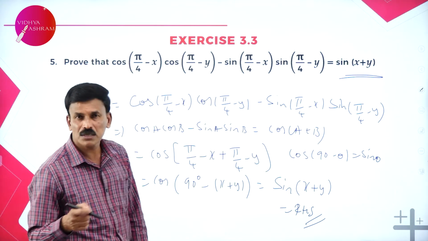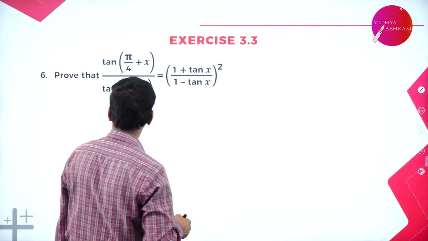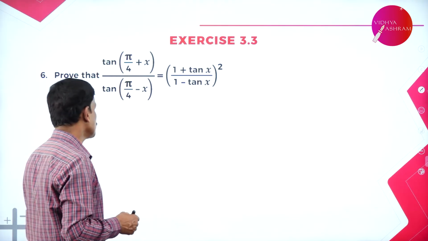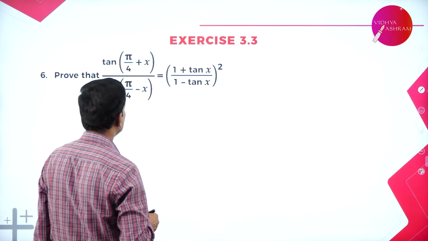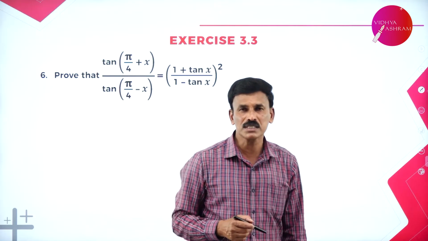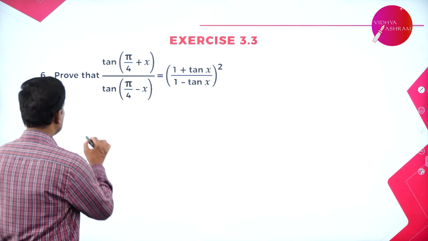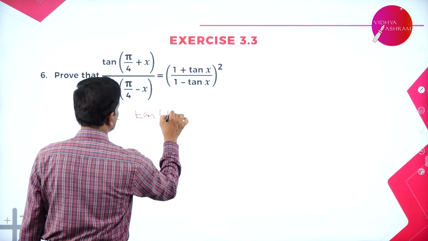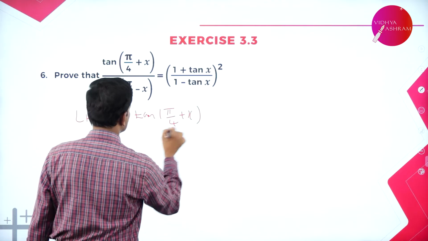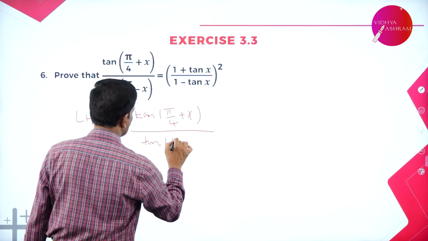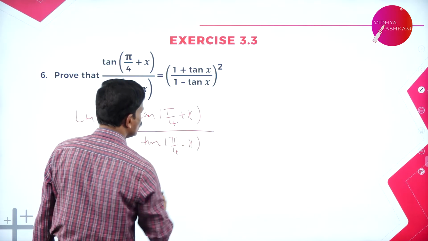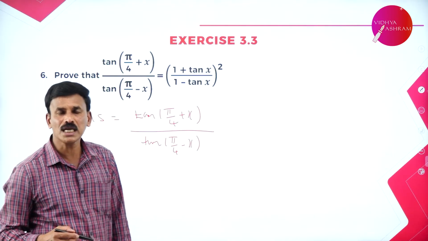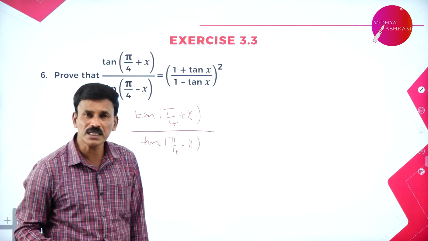Okay. Now let us come to the next problem. So what is given? Prove that tan of pi by 4 plus x divided by tan of pi by 4 minus x is equal to 1 plus tan x whole square divided by 1 minus tan x whole square. Right. Take LHS. What is LHS? LHS is tan of pi by 4 plus x divided by tan of pi by 4 minus x. Now if you observe carefully, the numerator and denominator are of the form tan of A plus B. What is the formula for tan of A plus B?